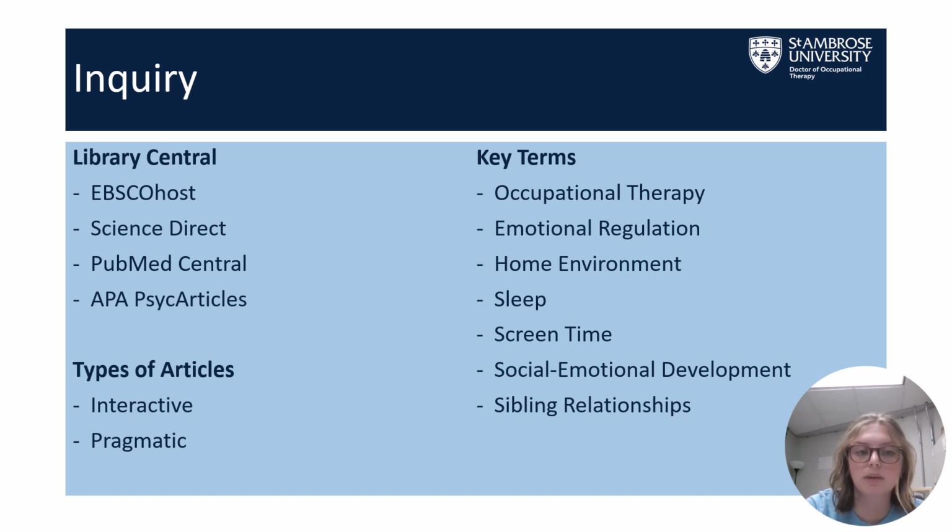So for inquiry this semester, I searched using Library Central, and a couple of the databases that I utilized were EBSCOhost, Science Direct, PubMed Central, and APA Psych articles. The types of articles that I looked at were primarily interactive and pragmatic, and key terms that I looked up to find my articles were occupational therapy, emotional regulation, home environment, sleep, screen time, social emotional development, and sibling relationships.